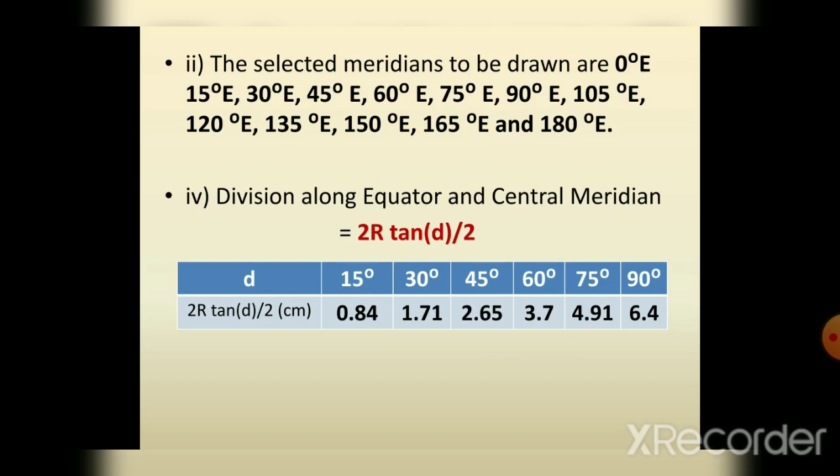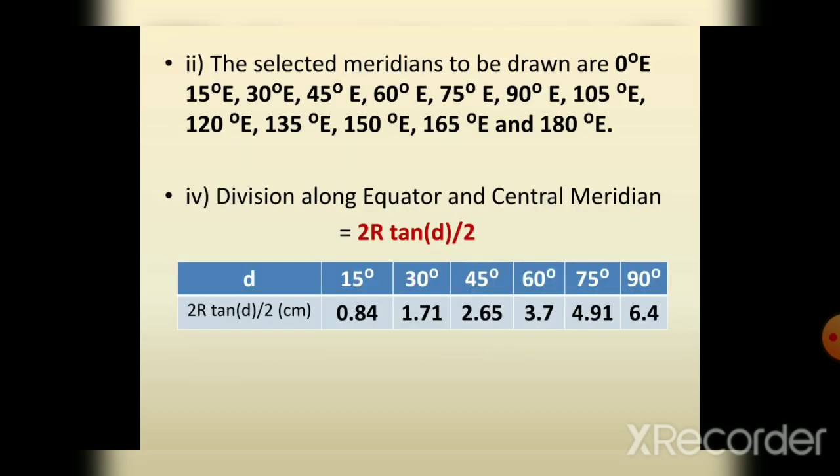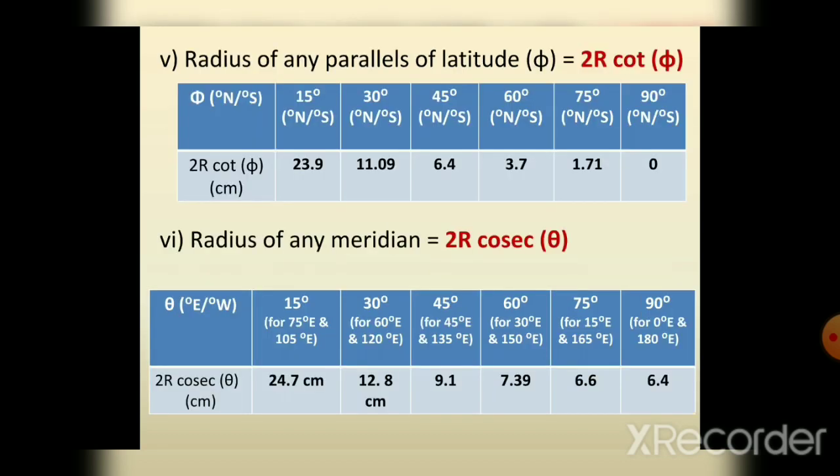Now there is a possibility to cross check whether your calculation is right or wrong. That is, you have already found that your R value is 3.2 centimeter. Now if you find that for 2r tan d/2 for 90 degree it is 6.4, that means exactly double of R. For 3.2 the exact double value is 6.4. If for 90 degree it is 6.4, then it will be okay. That means your calculation is absolutely going in the right direction.